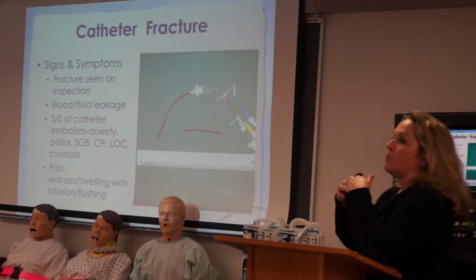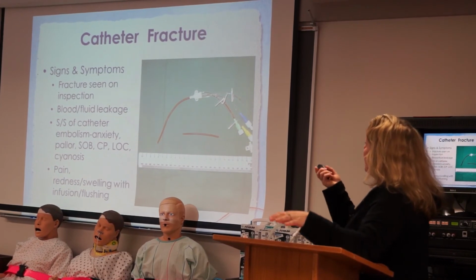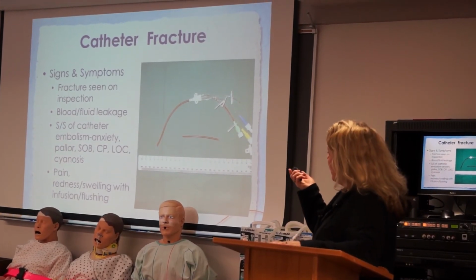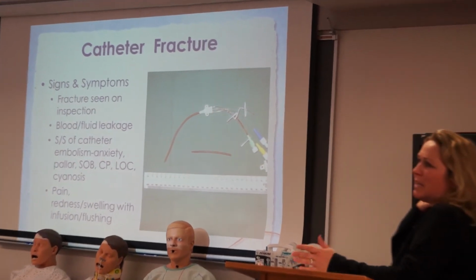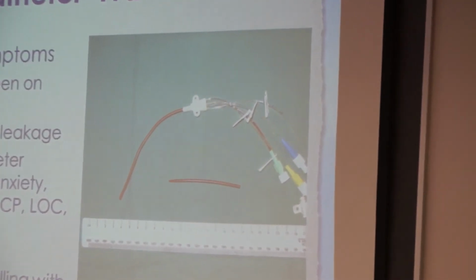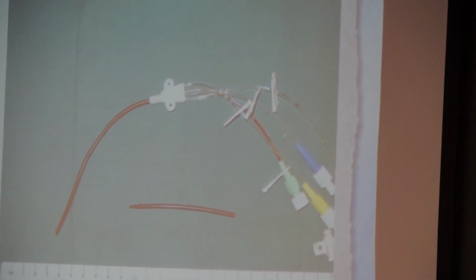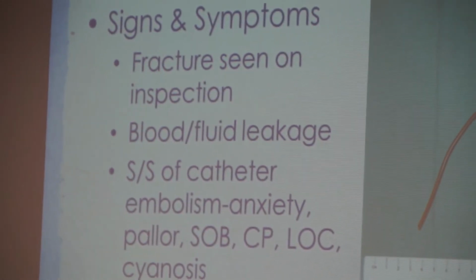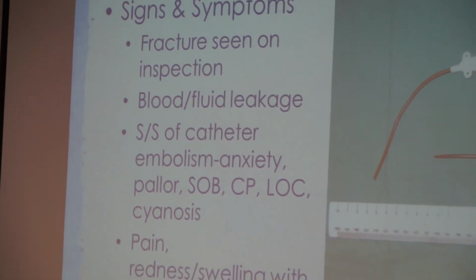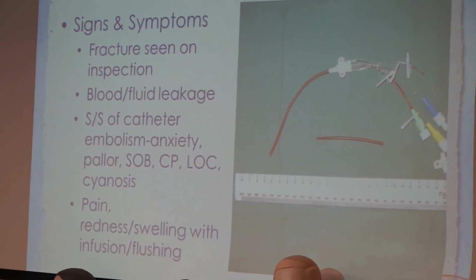They don't have to necessarily break all the way off. A little piece can come off. So you can get a fracture. You can have blood leakage or fluid leakage. Embolism, same signs as an embolism. Any kind of embolism is something moving and blocking off. If it's moved and blocked off in the lung, your patient's going to be very anxious, short of breath, have pallor, maybe have chest pain. There may be some pain, redness, or swelling at the site of infusion as well.